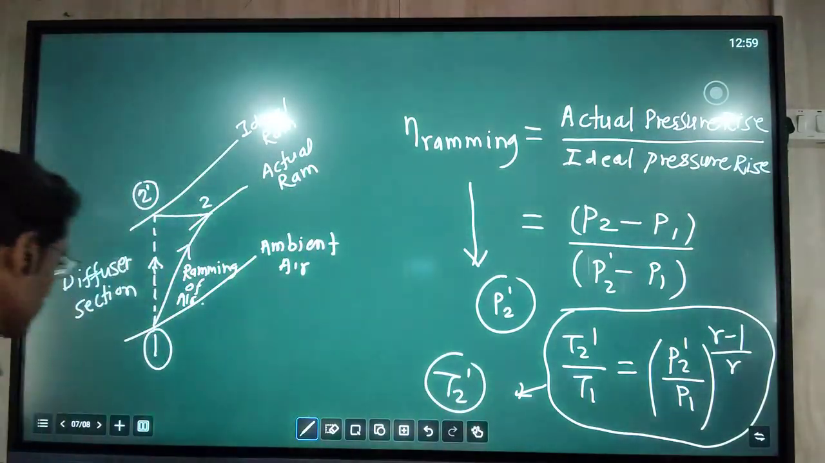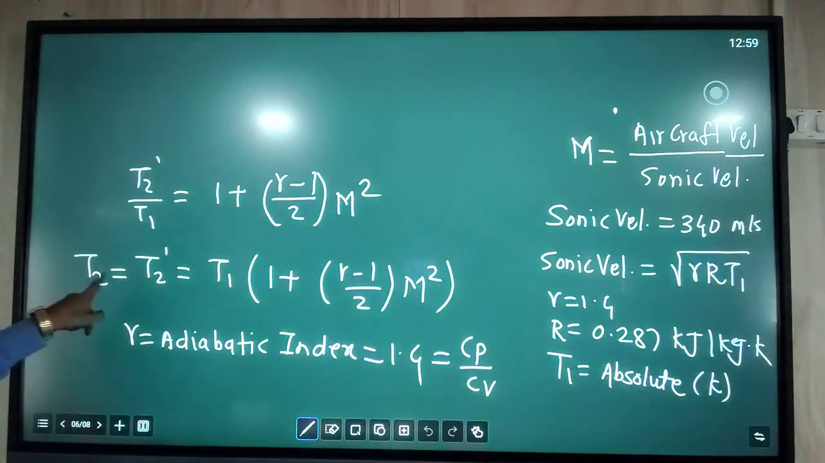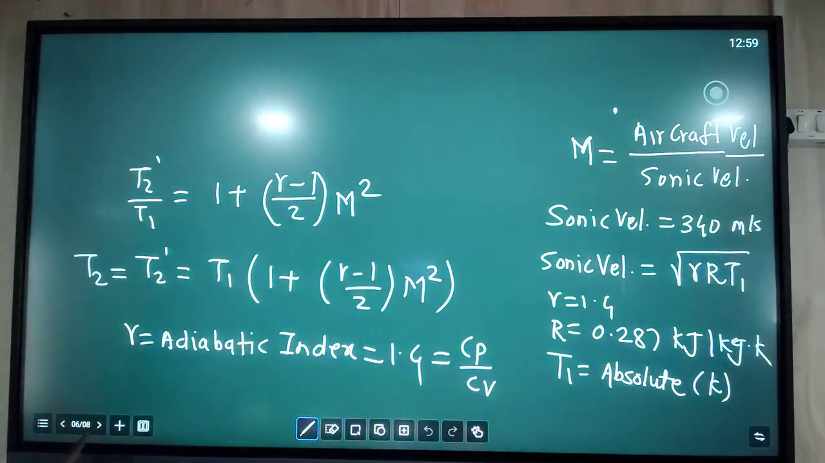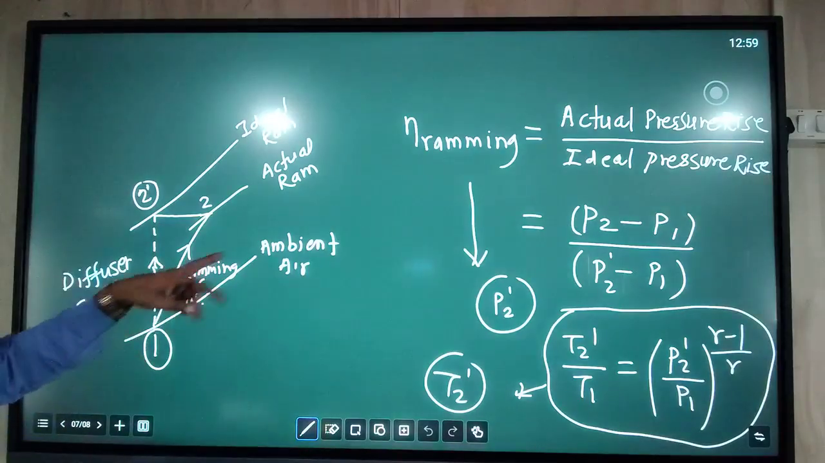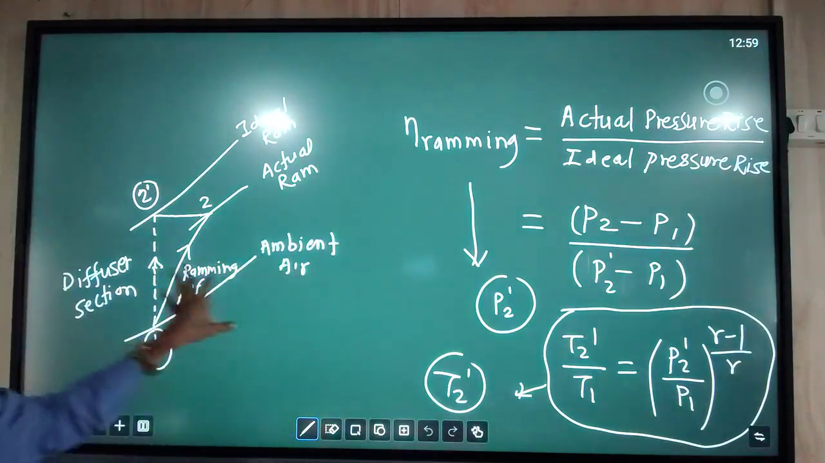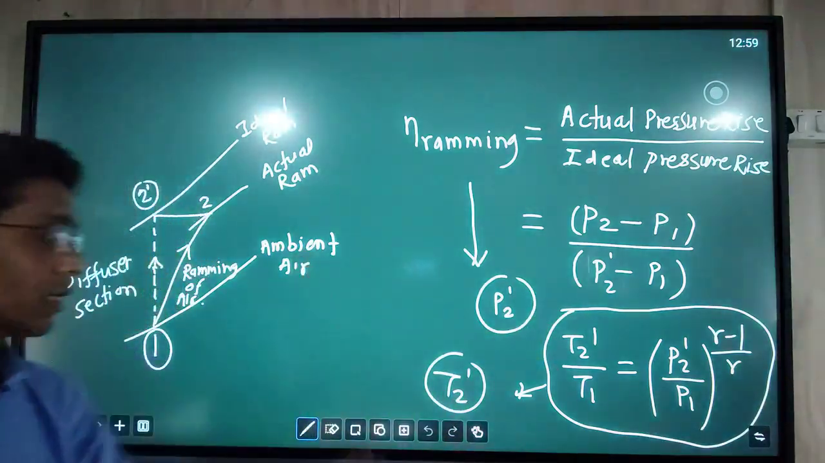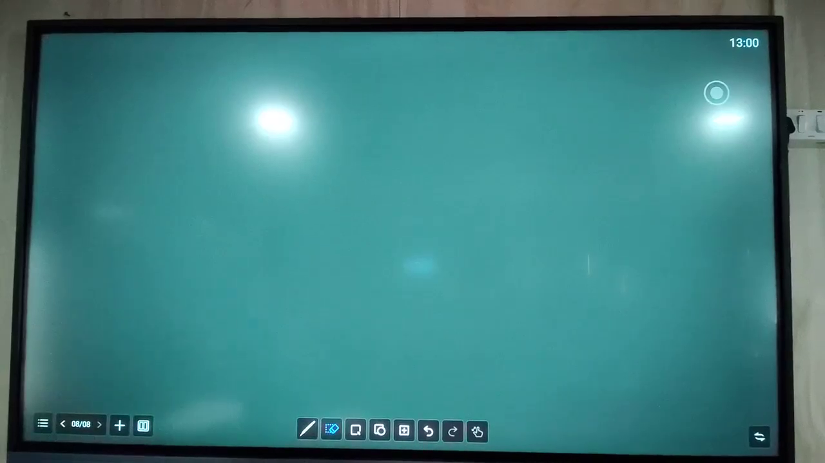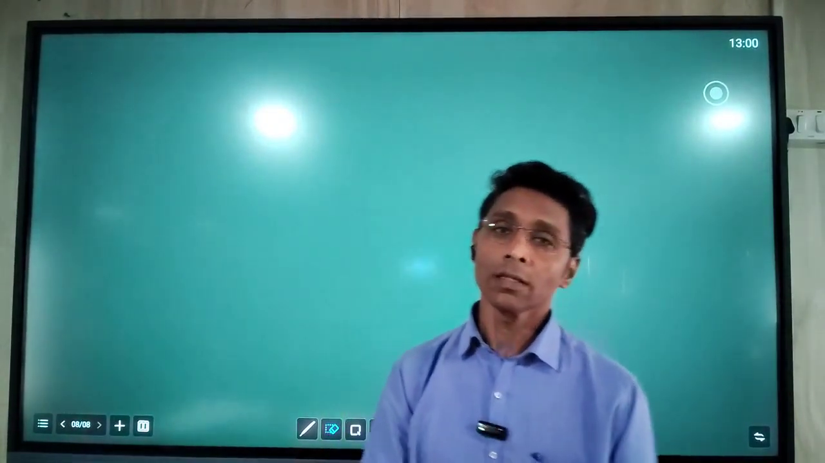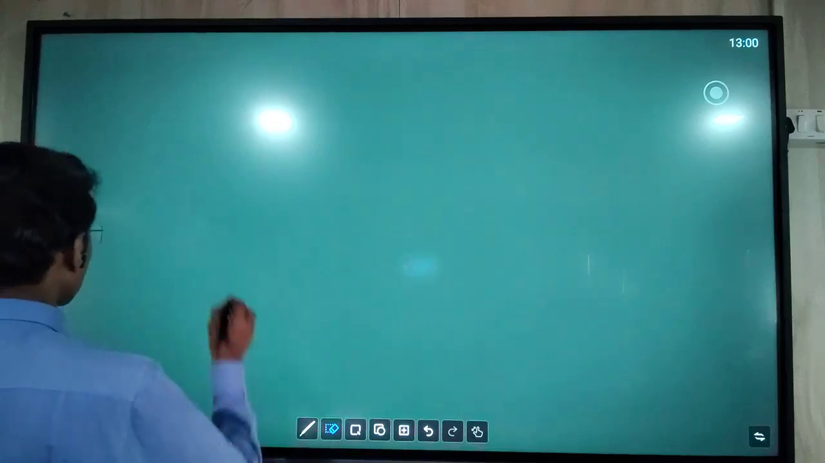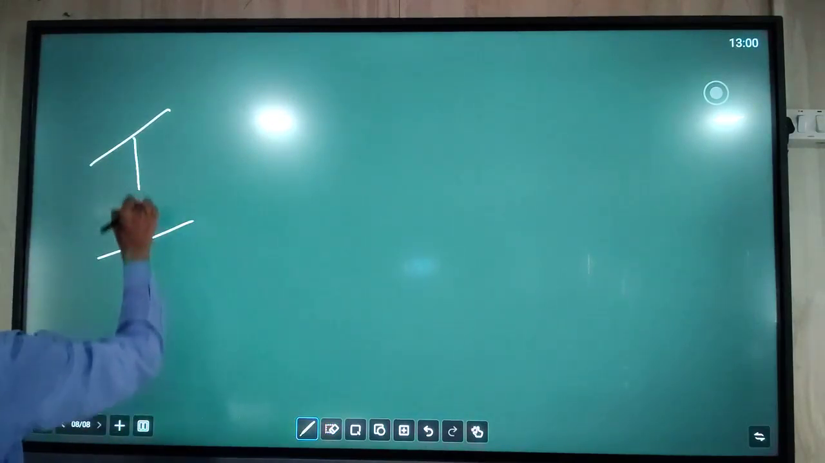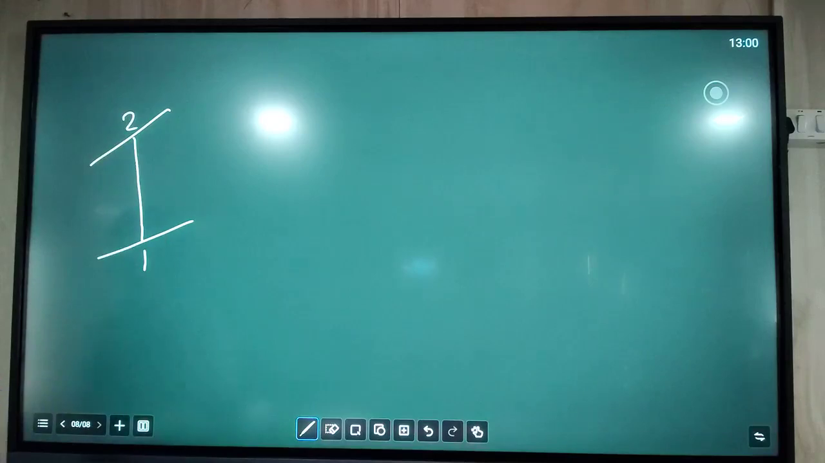So there are two ways that we have seen. T2 dash is obtained by using the first concept where we should know the Mach number. If Mach number is not given, then the ramming efficiency should be given. By using the value of ramming efficiency, with these two formulas, we can find T2 dash. Now in the numerical, if the process is taking place ideally, then we can use the process in this way, that is ramming, 1 to 2.